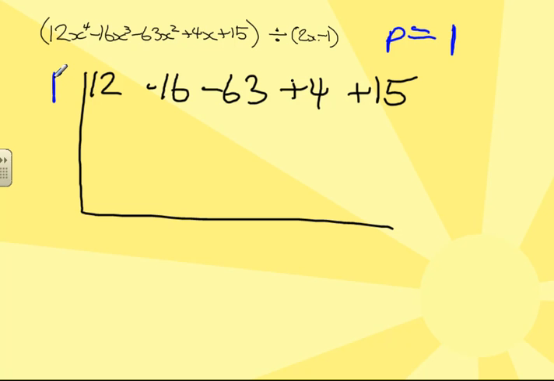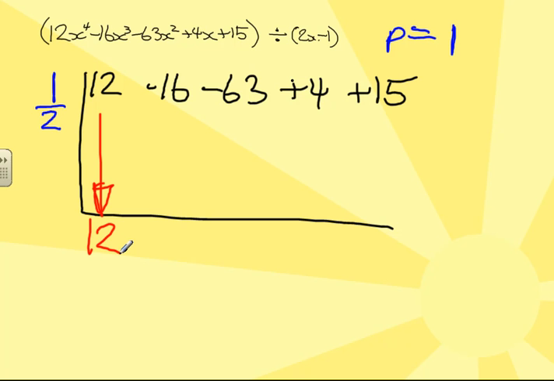But now we have to account for that 2 in front of the x. So whatever number we have in front of the x, and I am talking about this 2 right here, whatever number we have in front of the x, we put down here on the bottom. So it's going to be 1 over 2. Now we do the rest of this just like we do any normal synthetic division. We start by just bringing this 12 down. So we just have a 12 here.